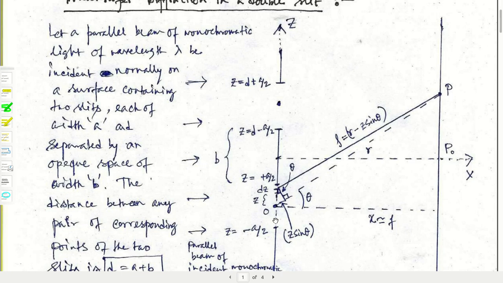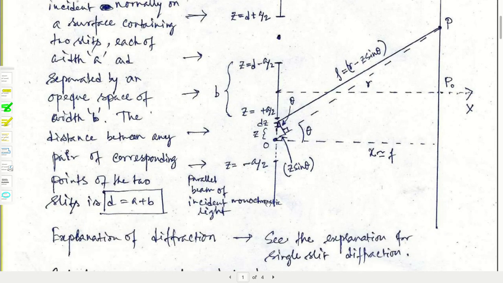Corresponding points means similar kinds of points in the two slits, say the extreme bottom point of the first slit and the extreme bottom point of the second slit, or the extreme top point of the first slit and the extreme top point of the second slit. They are called the corresponding points, or you can say the middle points of the two slits also, because they are a plus b distance separated, which is denoted here by small d.